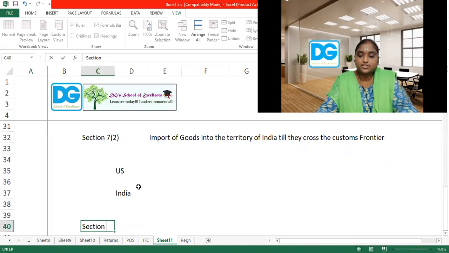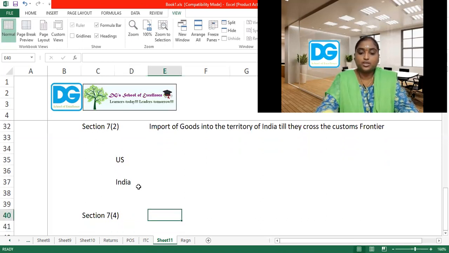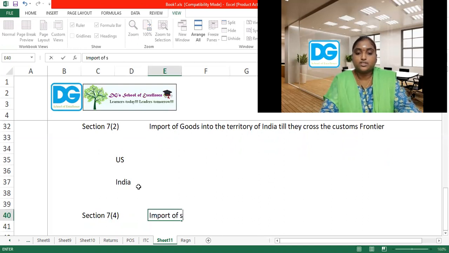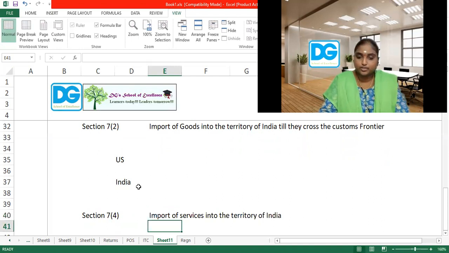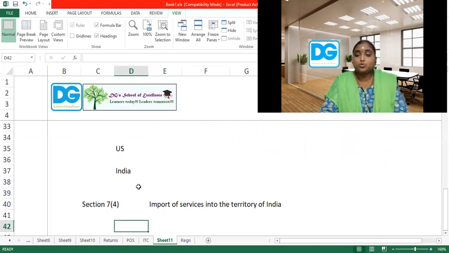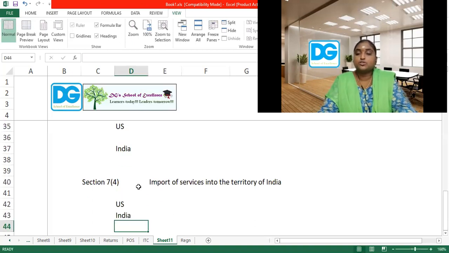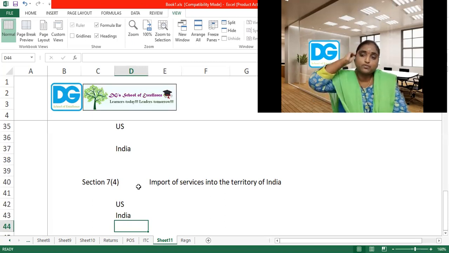Now, section 7, subsection 4. This deals with import of services into the territory of India. So what is this import of services? Say you receive some customer support service from the US. So in this case, it is import of service.